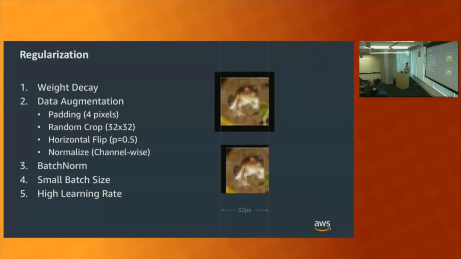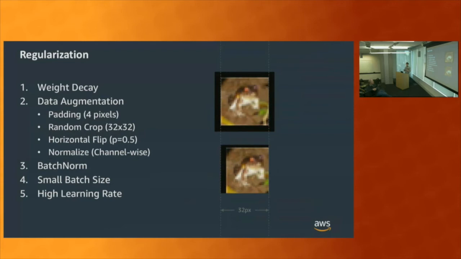Data augmentation, there's a standard technique that seems to be used for CIFAR-10, which is to add some padding, 4 pixels either side, and then do a crop. Typically, the padding was done with just black pixels, but it seems to help with the regularization. And so our input image would look something like the image on the bottom. We want to flip and normalize channel-wise.